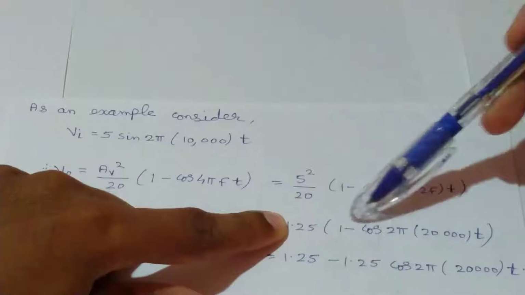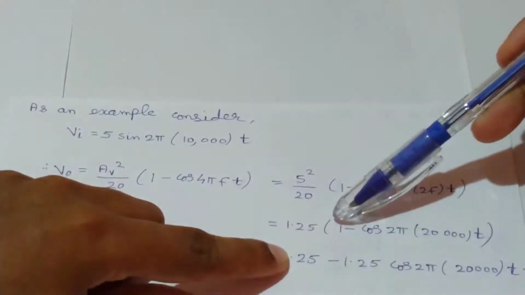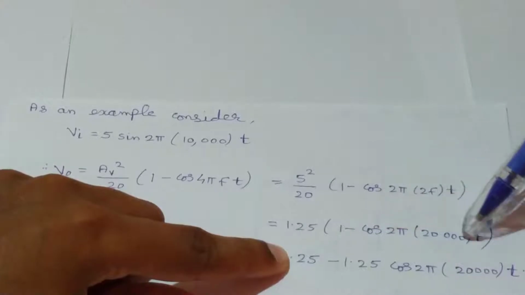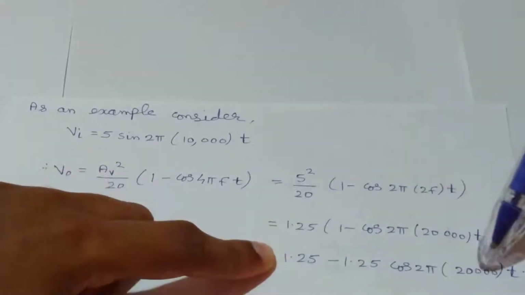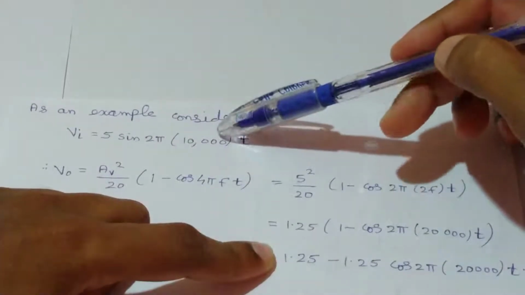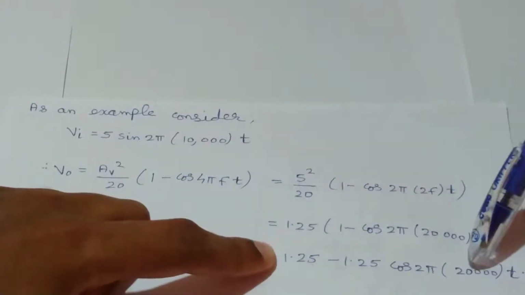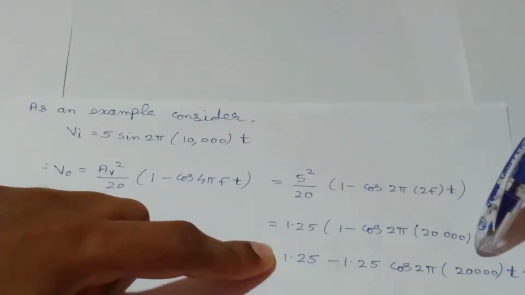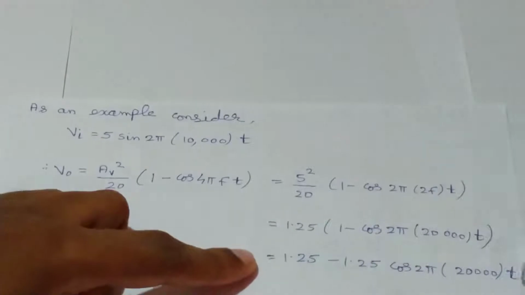Then I can write this term as 1.25 minus 1.25 into cos 2 pi 20,000 into t. So here we can see the input frequency is 10,000 or 10 kilohertz and the output frequency is 20 kilohertz. Hence at the output the frequency is double. Let's now check how we can plot this waveform.